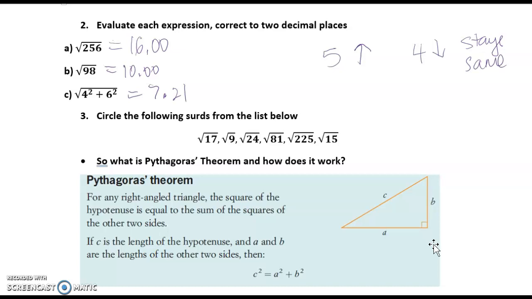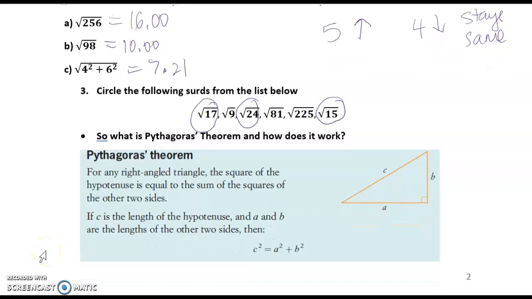All right, question 3 says circle the following surds. Now, a surd is something that cannot be simplified into a rational number or a whole number, okay? So the surds would be this one, not square root 9, square root 24, not square root 81, not square root 225, and square root 15. All those other 3 numbers under the square root sign can be simplified to give a whole number.